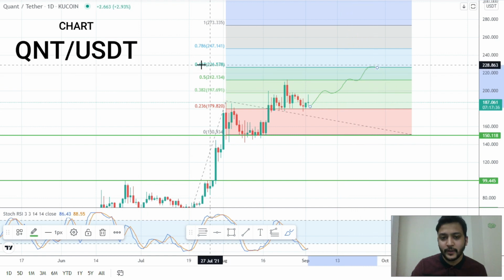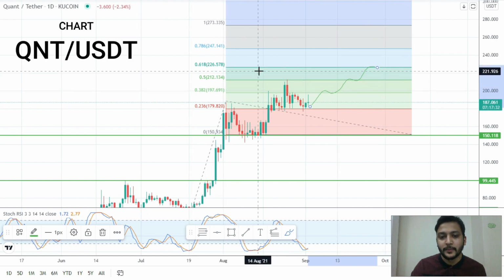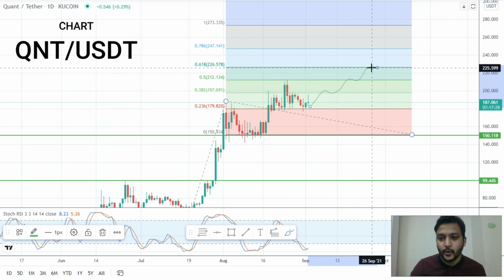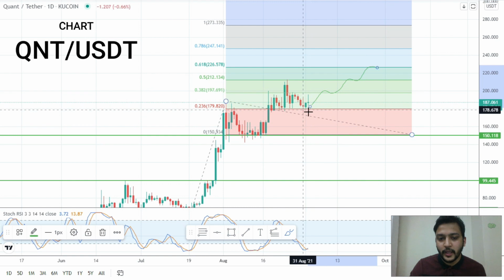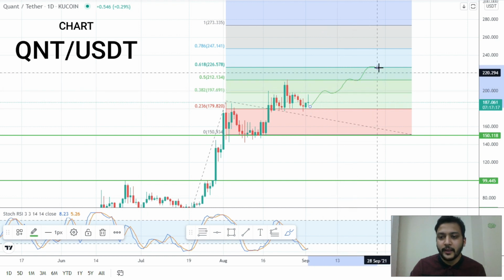The 0.618 fibs are generally the places which turn from resistance to support or support to resistance. So we might see a bit of a rejection at around the $226 region. So if you're looking to long at the $179 or $180 region, you can take some profits at 197, some at 212, and try to close your position somewhere around $226.